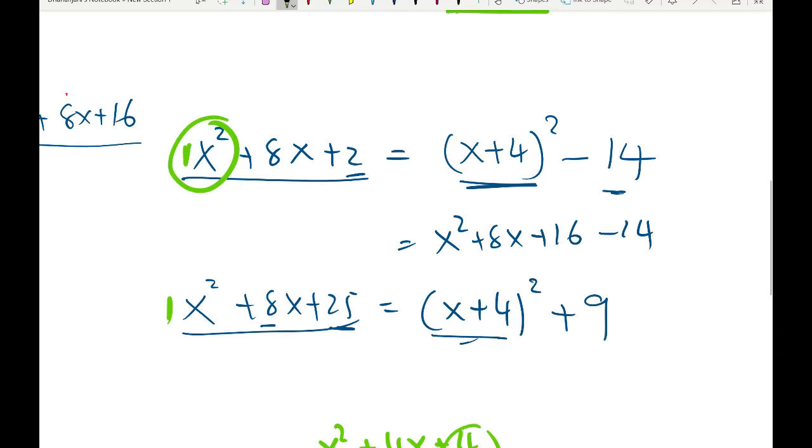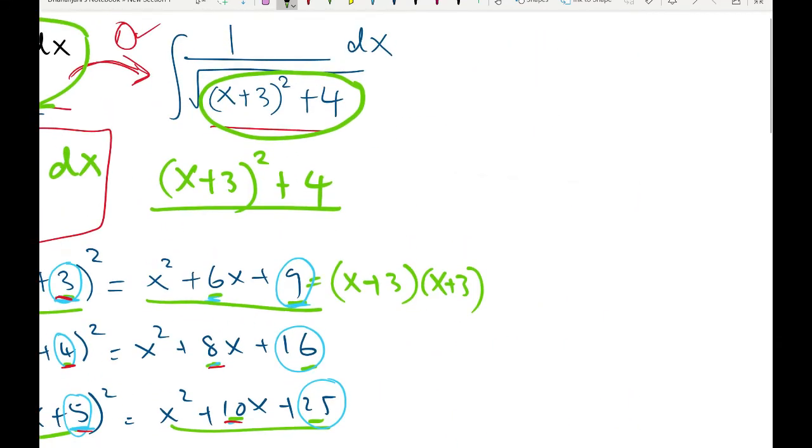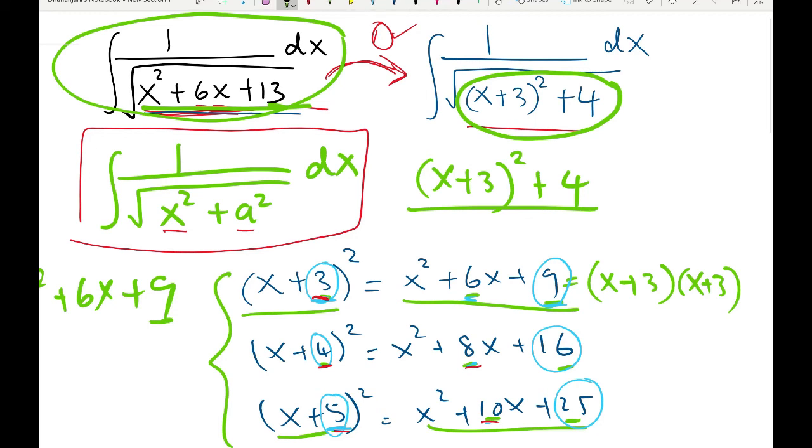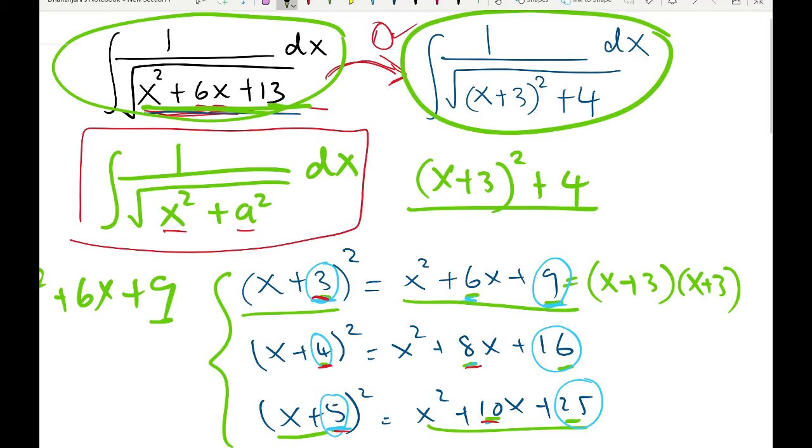Okay, all right, so in the next video what I'm going to teach you is, now that we rewrote this function in a different way, how can we use trigonometric substitution from here to integrate? I'll see you in that next video.